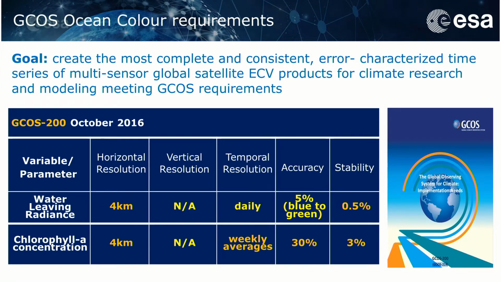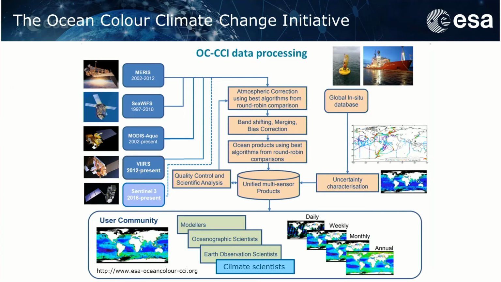So in terms of stability, this is percent per decade. These are the requirements. We need a stability in our water-leaving radiance of 0.5% and in our chlorophyll of 3% per decade. So they're the goals. Now, this is a flow diagram of how the OCCCI data processing chain works. At the moment, in the latest processing, there are 4 ocean colour sensors that are used.